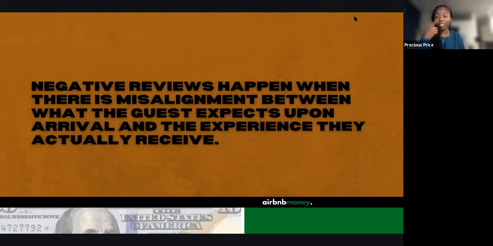Or let's say, for instance, using Tina's example from earlier, you told me you got a grill and I can grill, but I get there and the grill's dirty, or I don't have anything to actually grill with. That is a misalignment between expectations, and that now creates the opportunity for them to say within a negative review, okay, this did not meet my expectations. That is typically when negative reviews happen.